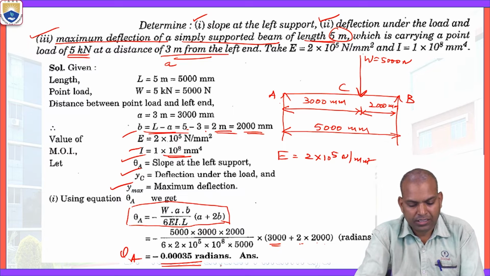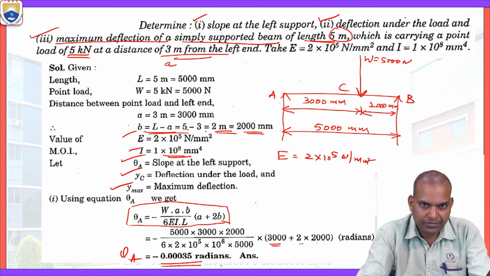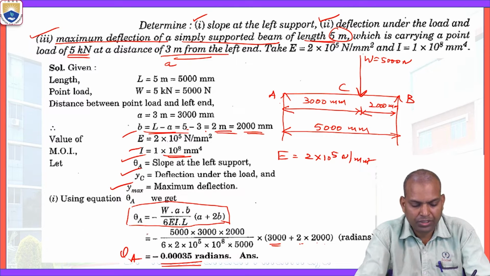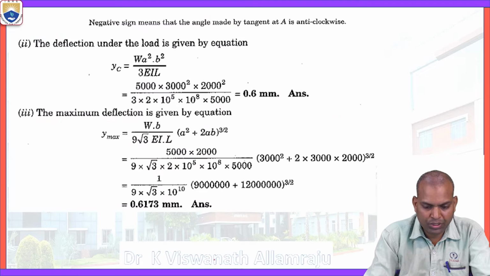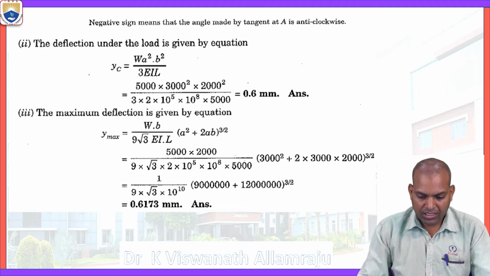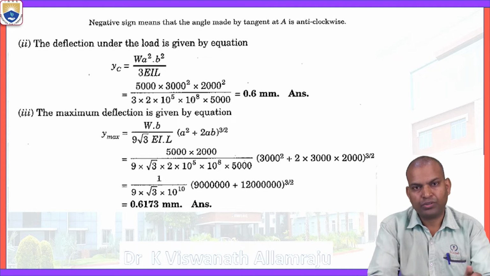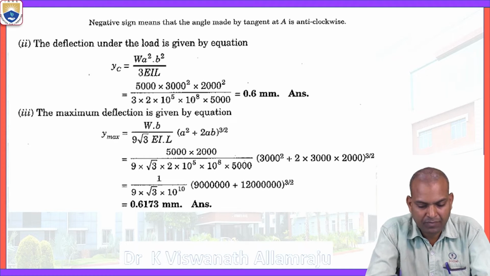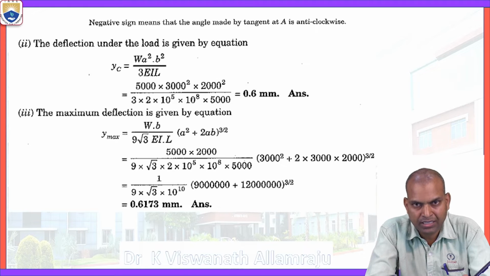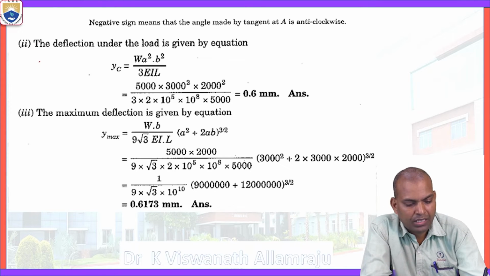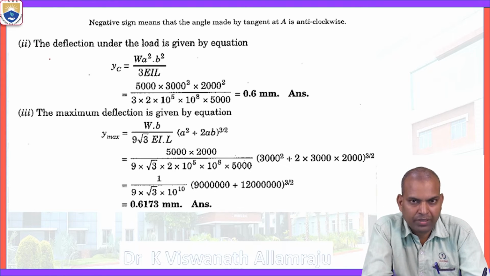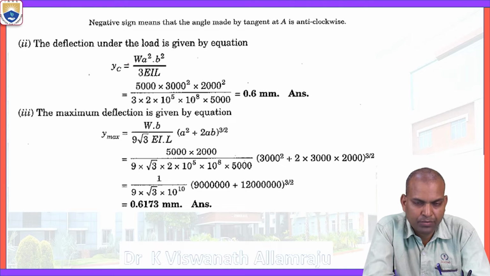Okay, this is in radians. If you want it in degrees, convert with the conversion factor, then it comes into degrees. Now, that is objective 1. The negative sign value of slope indicates that the angle made by the tangent is in which direction? Anti-clockwise direction. Now, the second objective is the deflection under the load.